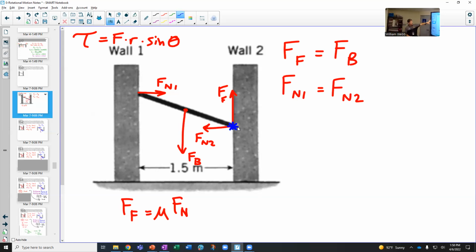All right, so here is our equation. If I choose that as the pivot point, how far is the friction force from there? It's right there. Zero distance, right? That means it's giving zero torque. How about the normal force?